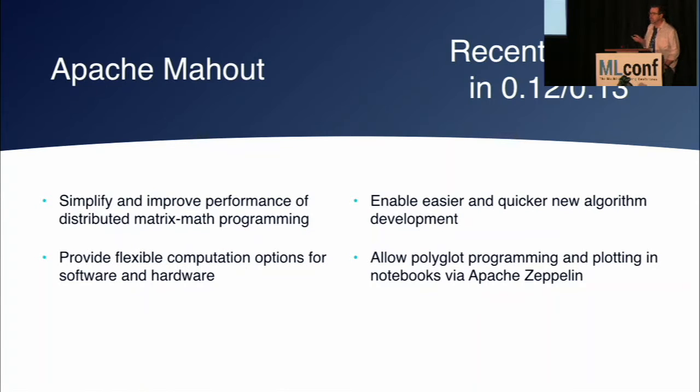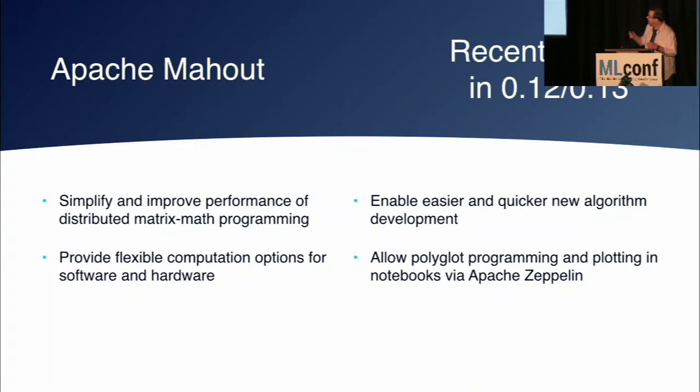The recent developments in this project are to make matrix math simpler. I'll go into some details about how we're doing that or why we decided to do that. But mainly we're providing a very simple DSL for matrix math. We're providing an interpreter for Apache Zeppelin so you can do your work in notebooks and share context between different backends and do plotting off the same variables.